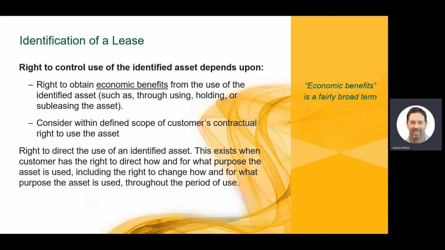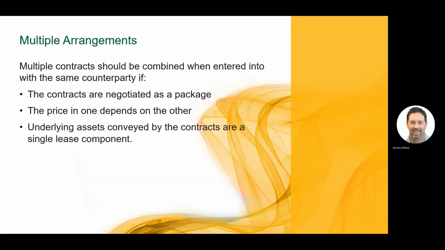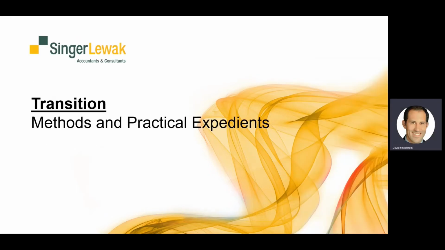When an entity is trying to determine whether a contract is a lease, it will depend on terms. First, the contract needs to convey the right to derive benefits from the use, holding, or subleasing of an asset during the contractual period. Keep in mind that the term, quote, economic benefits is a fairly broad term. Similar to ASC Topic 606, separate contracts negotiated as a bundle need to be evaluated as a bundle. We are now going to discuss transition methods and the practical expedients related to transition.